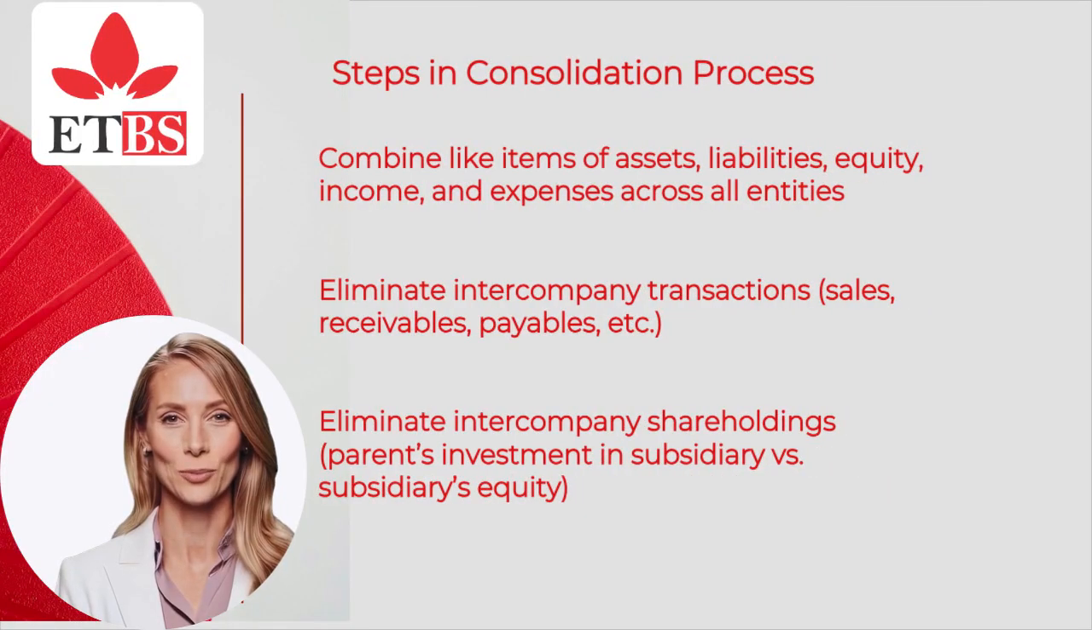Steps in the consolidation process. Combine like items of assets, liabilities, equity, income and expenses across all entities. Eliminate intercompany transactions: sales, receivables, payables, etc. Eliminate intercompany shareholdings: the parent's investment in the subsidiary versus the subsidiary's equity. Calculate goodwill or gain on bargain purchase. Recognize non-controlling interest, NCI. Apply uniform accounting policies across all entities. Align the reporting periods, same year-end.